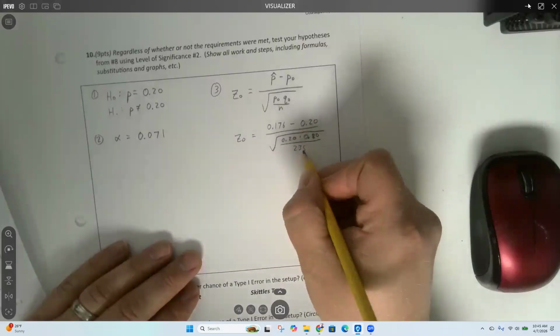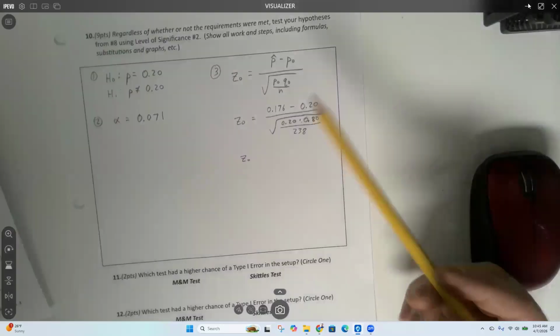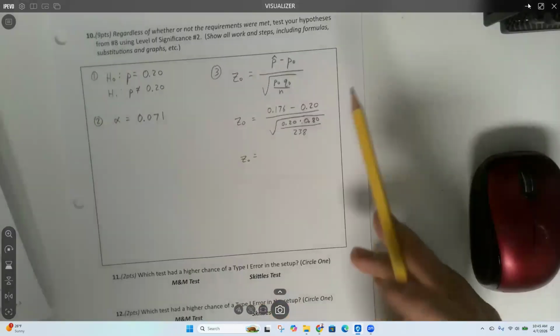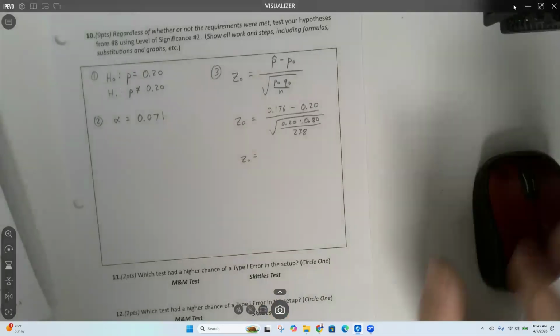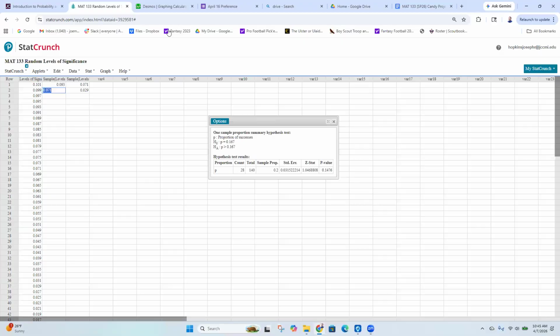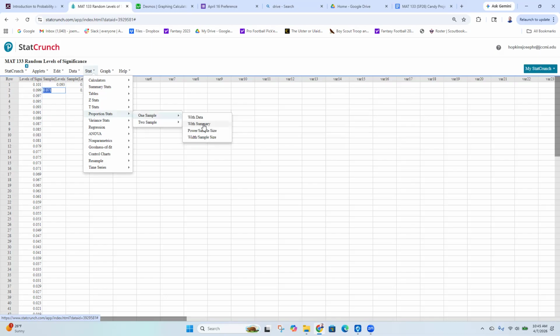My N was 238. Now, this time I'm not going to do the calculator. So I said there's 2 ways you can do it. One way is you can put this into the Desmos calculator, and then you can use the stat calculator's normal to get your Z. This time I am going to do it just using StatCrunch. So at the top of page 262, it says you do stat, proportion stats, one sample with summary. Okay.